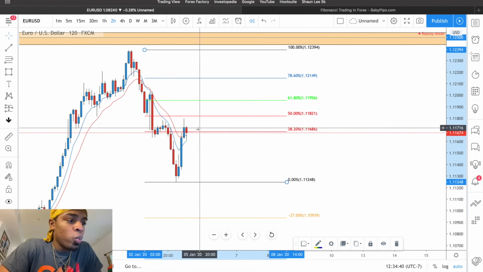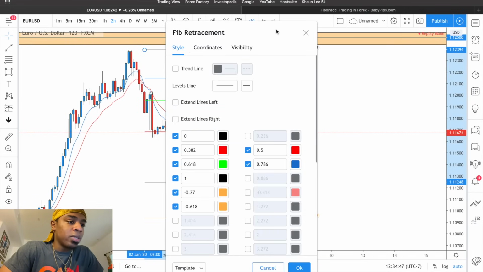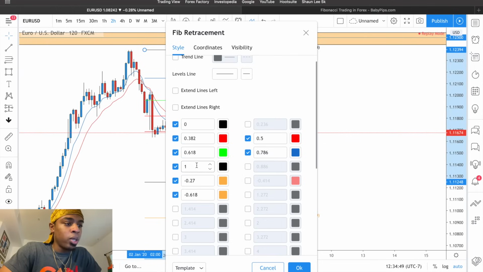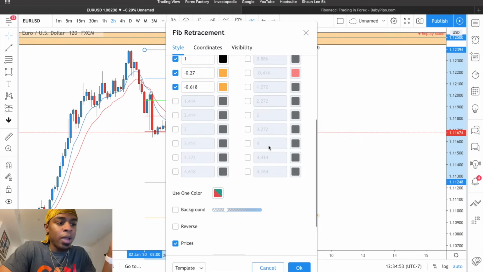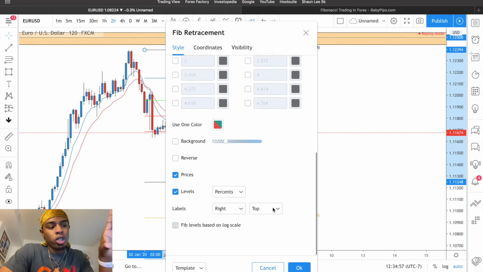So for example, we have it here. And before I even get into price reversing, you can copy exactly what I have here. I have the 0, 38.2, 61.8, 1, negative 27 extension, negative 61.8, 50, 78.6. That's all I have here. You can copy the prices, the levels, like everything I have here. Just put it on your Fibonacci as well.